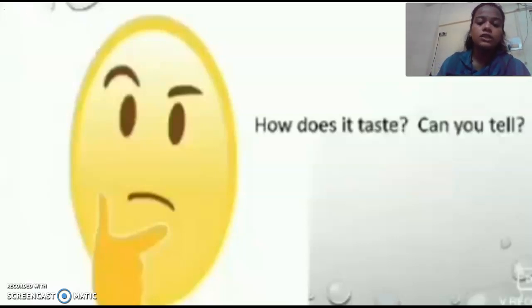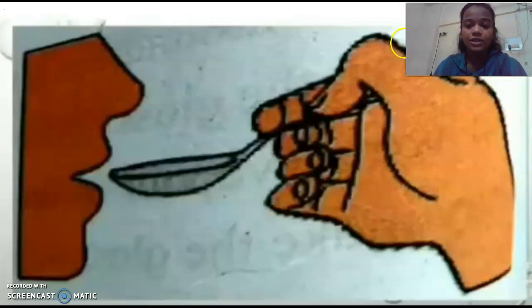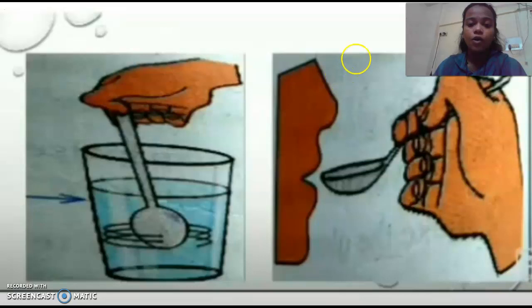Now taste the same water. You find that it tastes salty, right? Isn't it? What does this tell us? Yes, some substances dissolve in the water. It dissolves in the water.